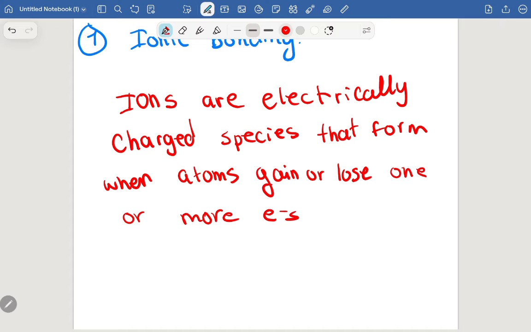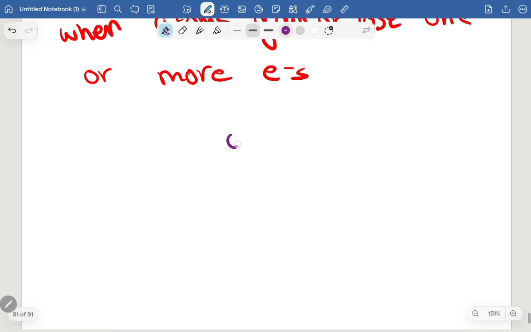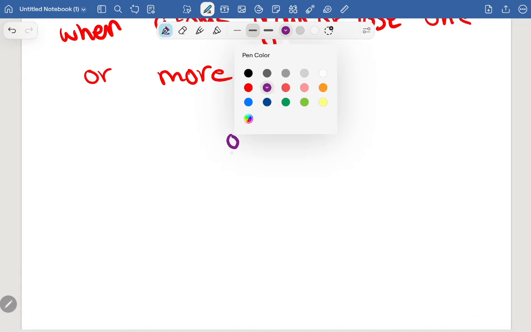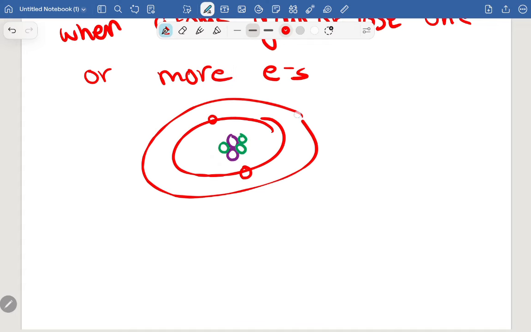Now, why isn't it protons? Very simply, if you remember the structure of an atom, we have the nucleus that has the neutral particles and the positive particles, and then surrounding that we have the electron shells that contain the electrons. So we don't ever touch the nucleus; instead we touch the electrons.